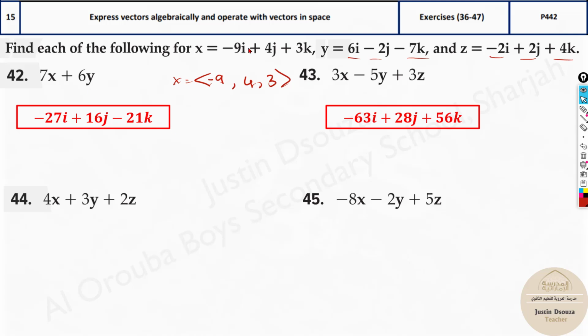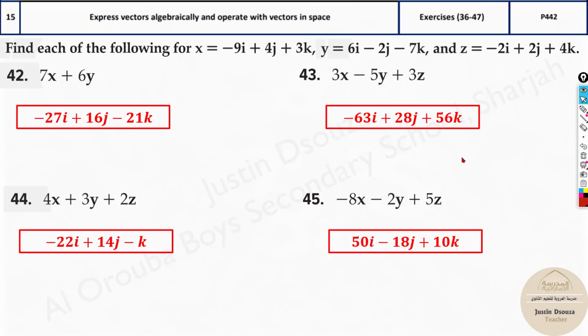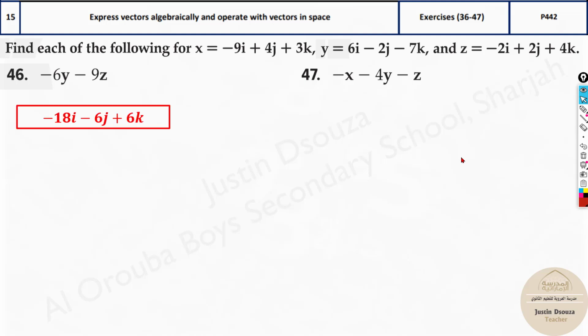Okay, now since they have given in terms of I, J, K, remember, after you solve it, write the answers as the coefficients of I, J and K. The easiest of all, and that's it, everything is the same.